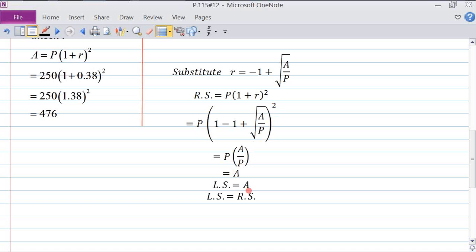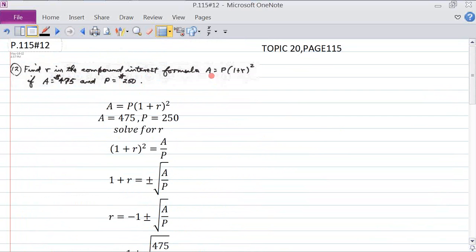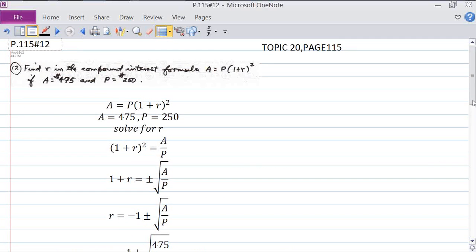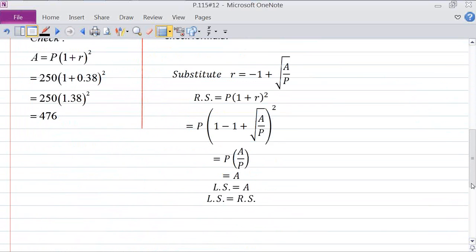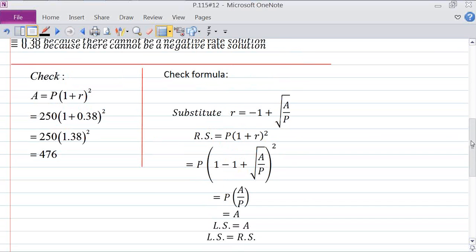So the right side comes out to be A. The left side is also A. If you go back over here, the left side is also A. So we find that the left side equals the right side. So you have two ways of doing it that you can check, and you could choose either one, but if you were checking that your answer was right, you should do one of these two.